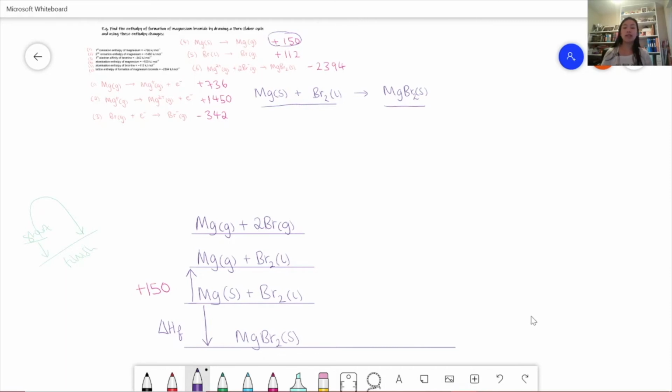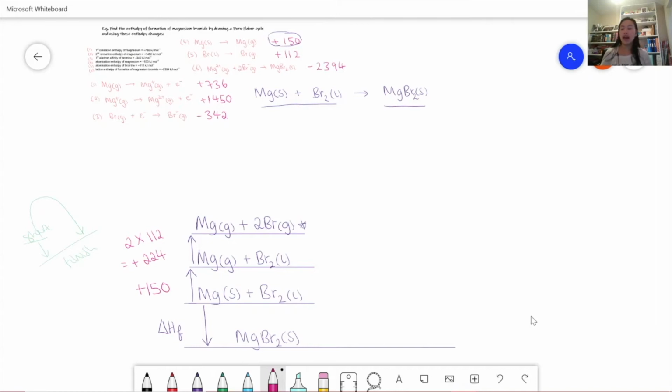Because here we're forming 2 gaseous moles of bromine, that means that we need to times the plus 112 kilojoules per mole by 2, because we're using 2 times the atomization enthalpy of bromine. And so we draw an arrow up because it's endothermic again. This time the number is going to be 2 times 112, which equals plus 224.